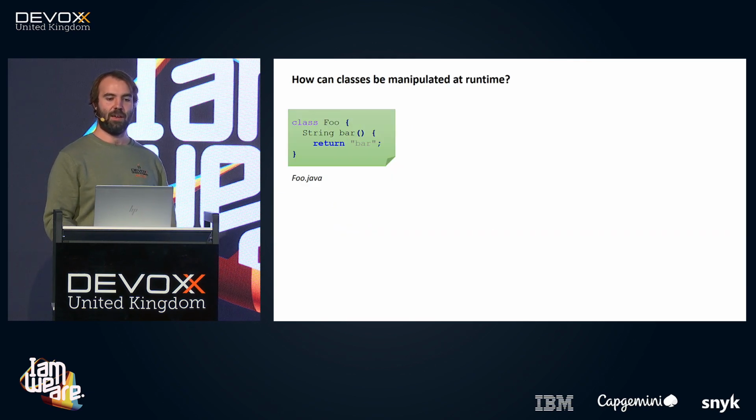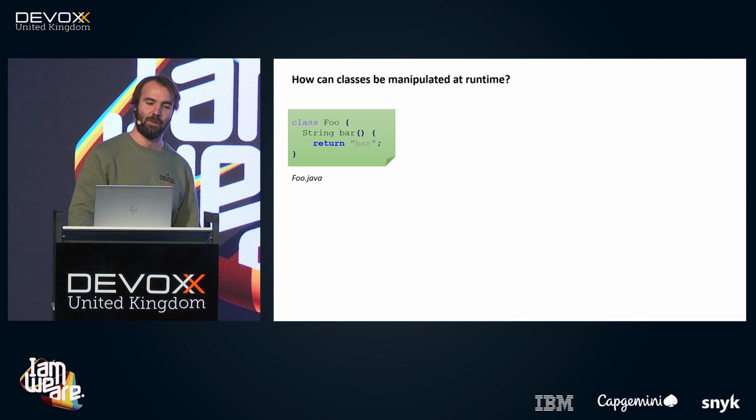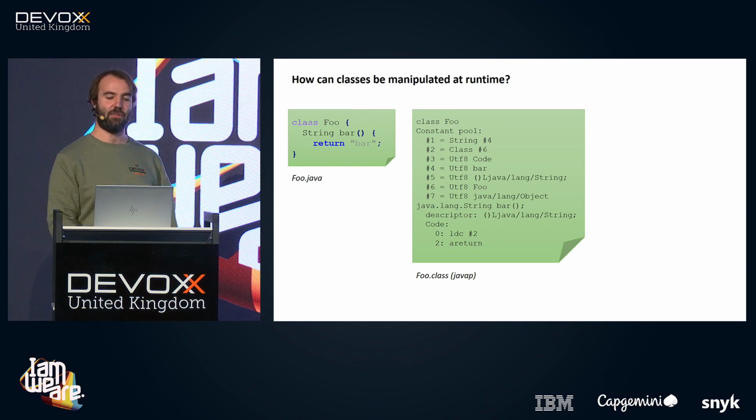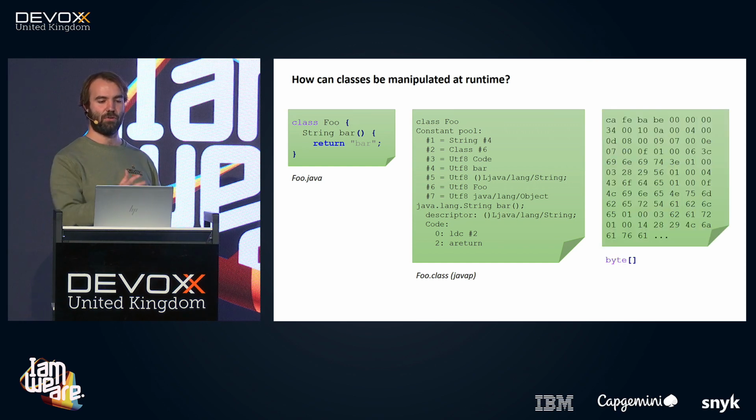Yep. So how is this even possible? I already mentioned it. If you write a Java class, it looks like this. Then you compile it into a .class file, and the .class file is nothing but a byte array. So if you return bar, then there will be bar encoded in UTF-8 somewhere in this class file, right?